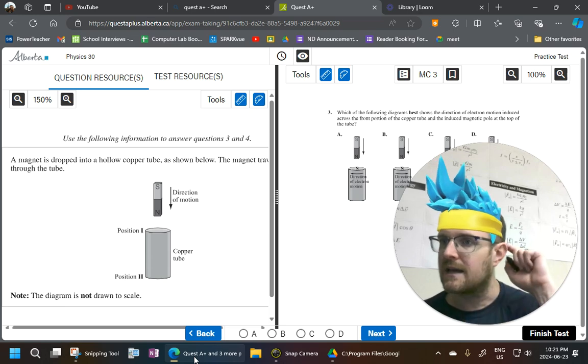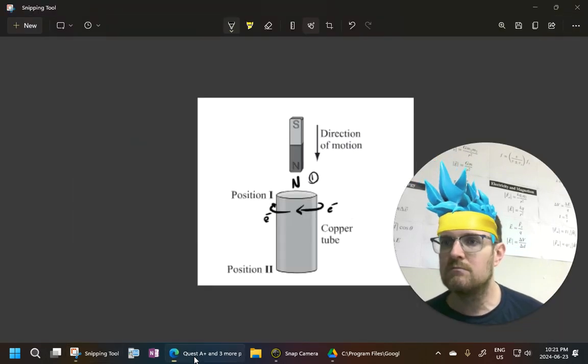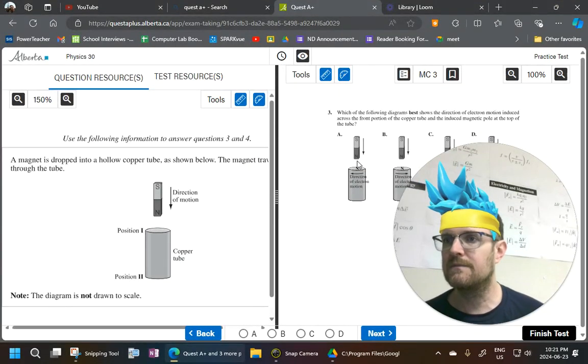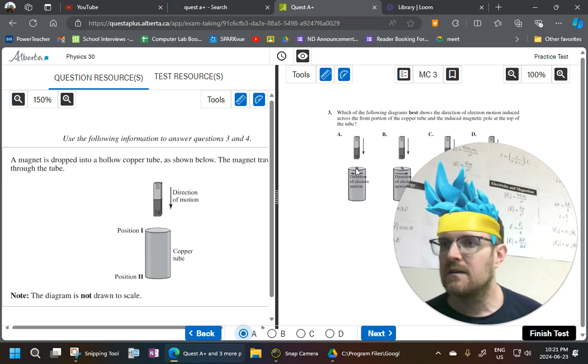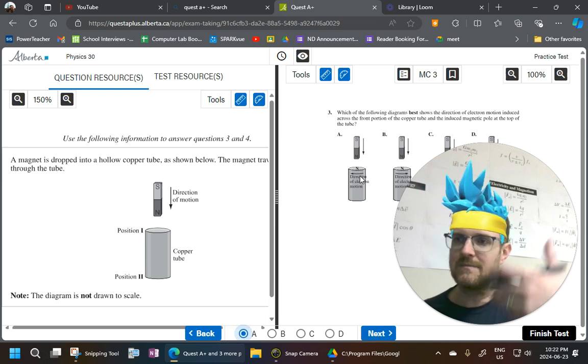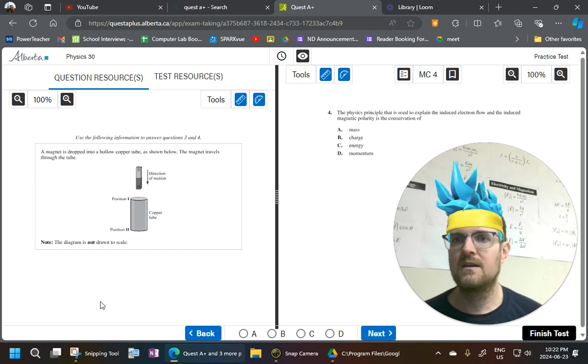So I could see that that would be A. That's what this one looks like it would be. It would be A. It's going down. There's a north on the top to try to stop it. Based on my hand rule, it's going down that direction.